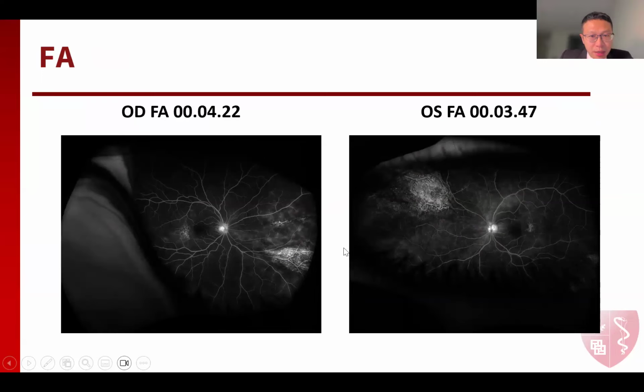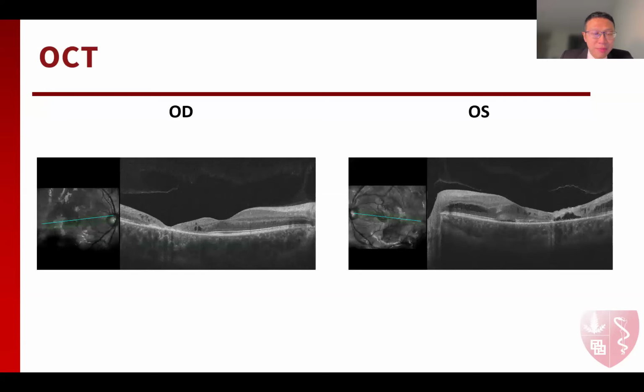We could see this time she had disc hypofluorescence and non-specific capillary leakage in the peripheral retina. Also, there are macular hyperfluorescence and capillary non-perfusion in the periphery. OCT exam shows there is intraretinal fluid in both eyes, and the left eye also had subretinal fluid.